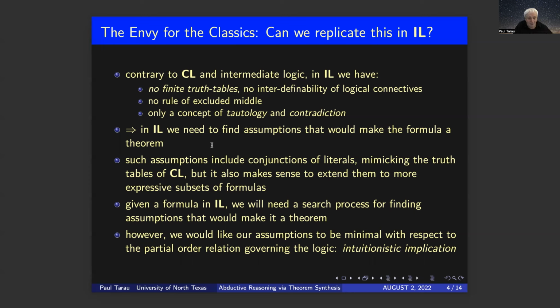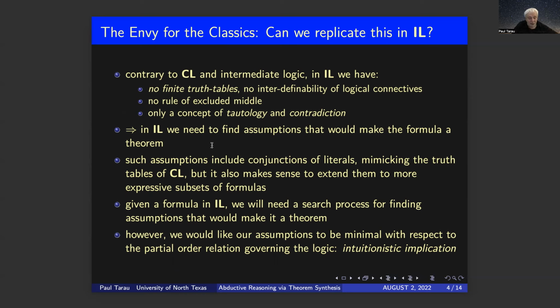Such assumptions include conjunctions of literals. That's the closest thing mimicking the truth tables of classical logic. But it also makes sense to extend them to more expressive subsets of formulas, which we will do a little bit later in a deeper way. But here it could be interesting to see a chain of implications, for instance, or a disjunction, that if we assumed it, the formula would become a theorem.